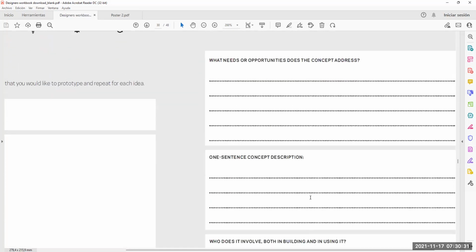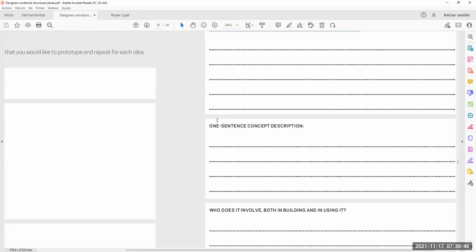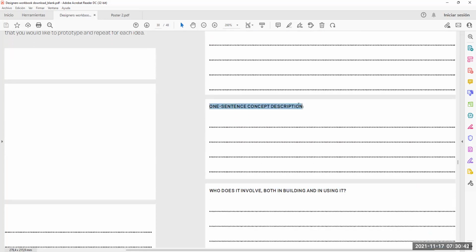That's very important. So here, as I said, the needs or opportunities the concept addresses. So it's basically, what are you solving, in other words? Here, this is so important, guys. They call it one sentence concept description. So here, what we have here, it's the description of your idea, what your idea is.